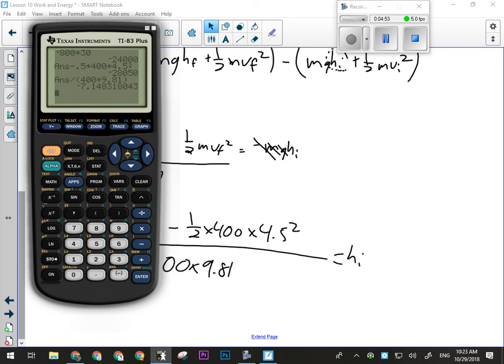All right, so I shouldn't have got a negative there, but I did. Okay, 7.14 meters is the height I need to drop it from. The reason that shouldn't have come out negative... what did I mess up? I messed up something somewhere.